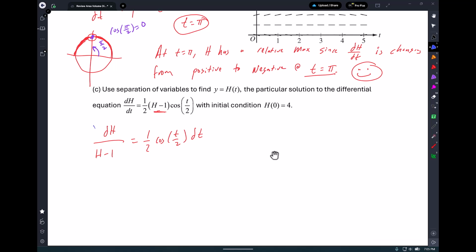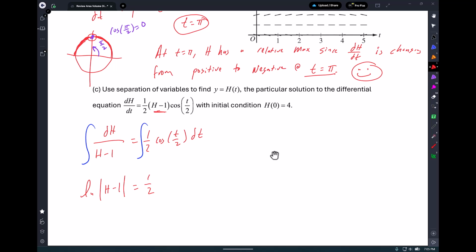All right, here we go. We're going to integrate to get rid of the differentials, the dh and the dt. When you do that, notice I have h minus 1, a linear expression in the denominator. So this is going to be ln. There's no limits, so put absolute value of h minus 1, close it, equals, and then the antiderivative. I put a half. The antiderivative of cosine is sine.